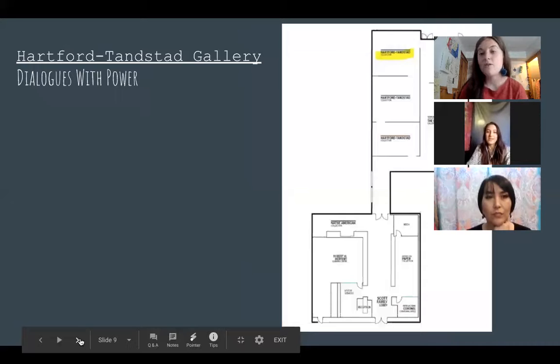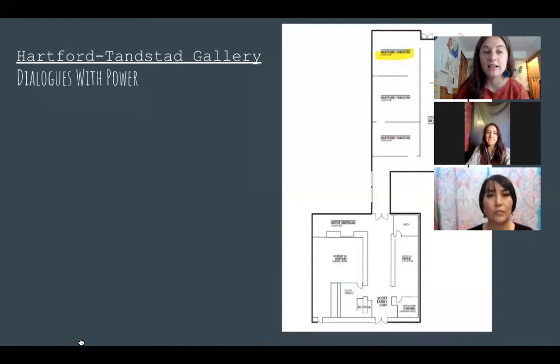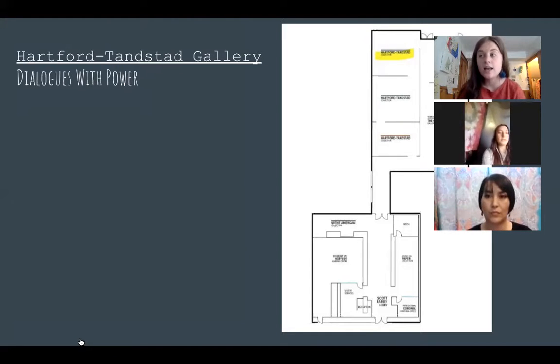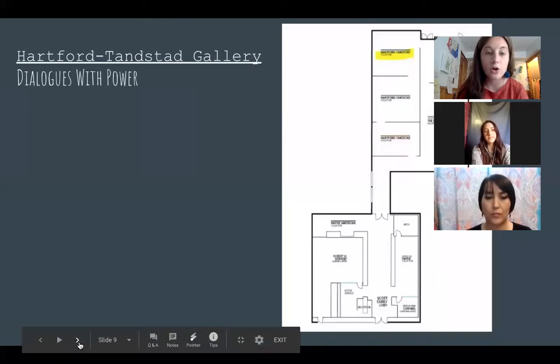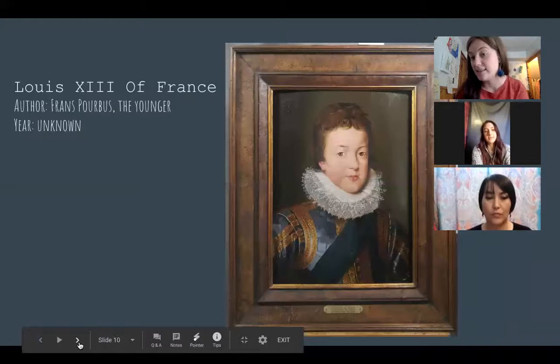So the next gallery that we're going to move on to is called The Dialogues with Power. And a lot of the works that you see in this gallery are either self-portraits, portraits, specifically of people in power or from royalty. And there's also some more structural pieces that you see in the gallery that might represent different cultures, communities, and also that specific person that might be from royal descent. So with that, we are going to talk about this piece.